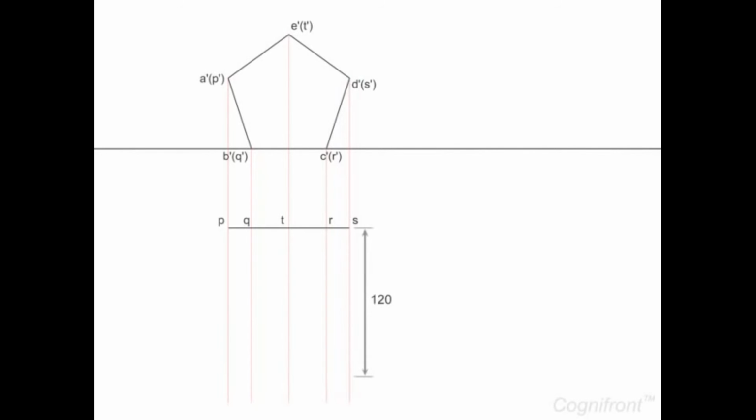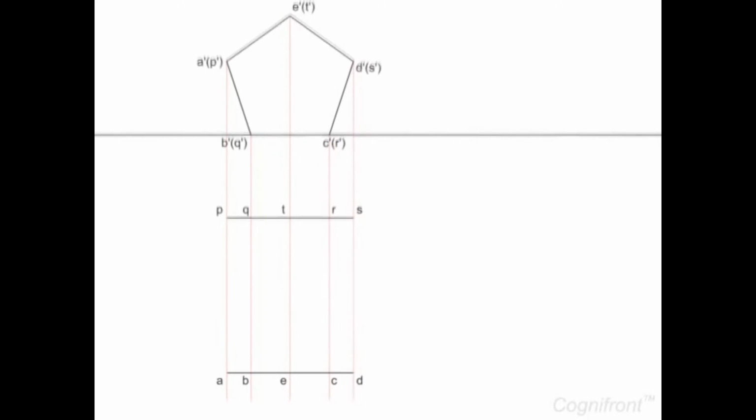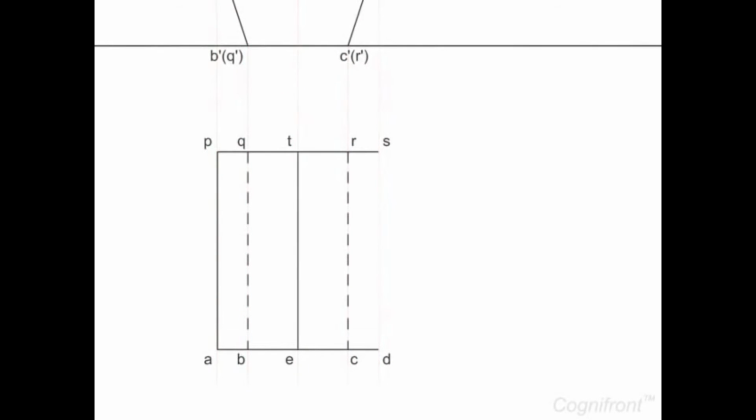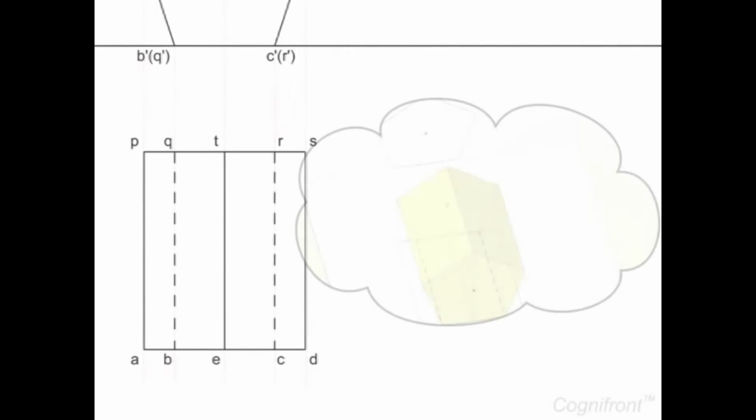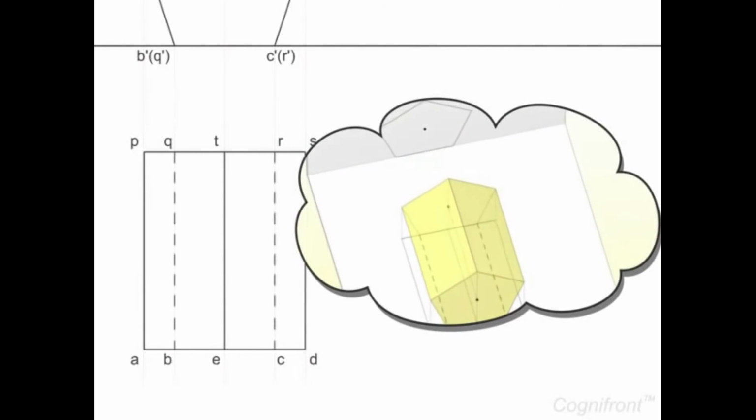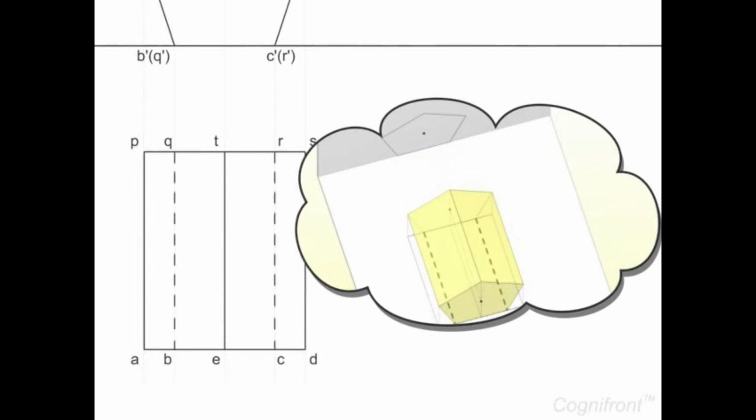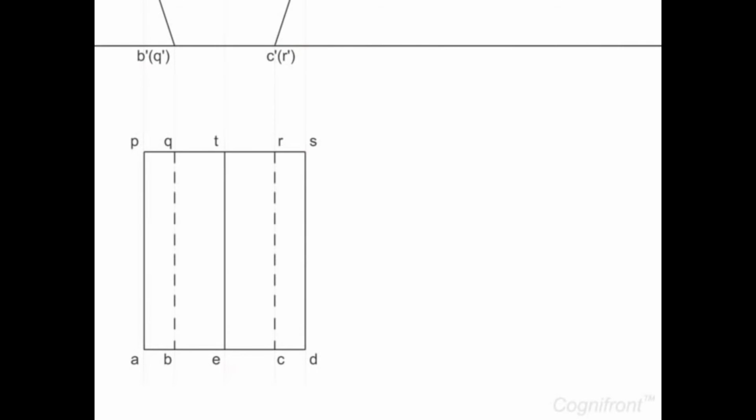Then, at a distance of 120 mm, draw a horizontal line that cuts the vertical projectors at A, B, E, C, D. This develops the prism. Here, observe the lines QB and RC are hidden lines.